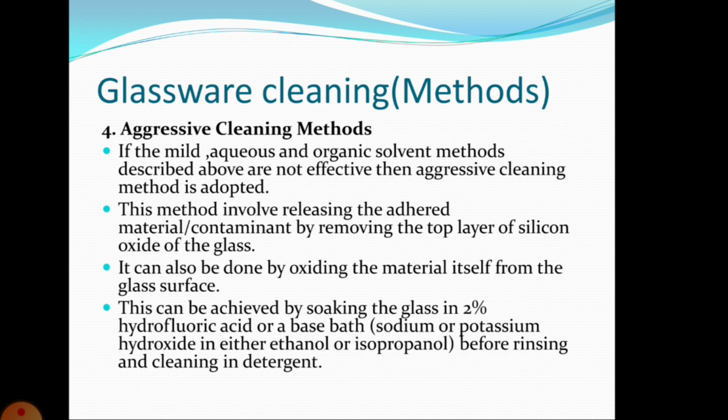Glassware cleaning method: aggressive cleaning methods. If the mild aqueous and organic solvent methods described above are not effective, then aggressive cleaning methods are adopted. This method involves releasing the adhered contaminant material by removing the top layer of silicon oxide of the glass. It can also be done by oxidizing the material itself on the glass surfaces. This can be achieved by soaking the glass in 2% hydrofluoric acid or a base bath, sodium or potassium hydroxide, in either ethanol or isopropanol before rinsing and cleaning in detergent.